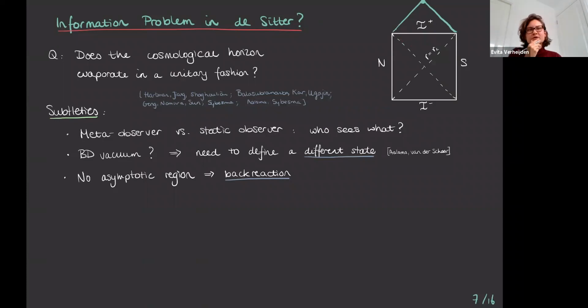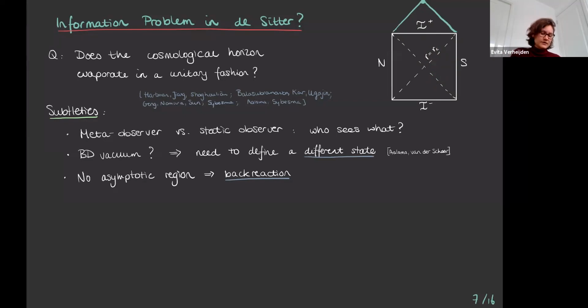Now, related to defining these two types of observers is a different problem, which is that in de Sitter space, you have to define a vacuum. Maybe the most familiar vacuum is the Bunch-Davies state or the Hartle-Hawking state, where the two static patches are maximally entangled. But in that state, the net flux inside the static patch is actually zero. So it's thermal equilibrium, and the same holds at future infinity.